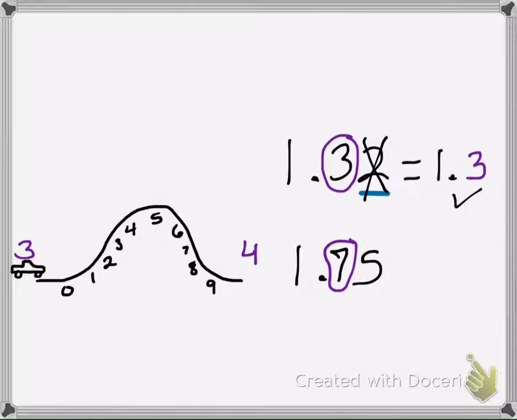So the second example, now I have a 7. So instead of putting a 3 and a 4 in my hill, I'm going to put a 7 and an 8 because it either stays a 7 or is going to go up to an 8. So here we go. My truck is going to drive all the way up to the hundredths place, which is the 5. So the 5 is right here on the top of my hill, and that means that my truck is going to end up at the very top of the hill like this.